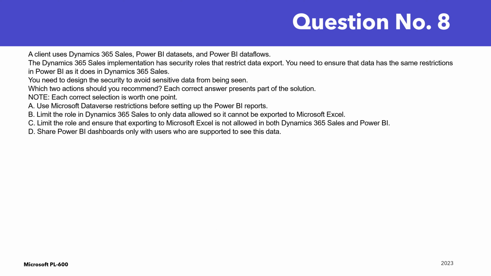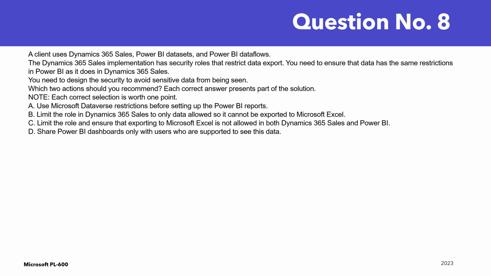A client uses Dynamics 365 Sales, Power BI datasets, and Power BI data flows. The Dynamics 365 Sales implementation has security roles that restrict data export. You need to ensure that data has the same restrictions in Power BI as it does in Dynamics 365 Sales. You need to design the security to avoid sensitive data from being seen.